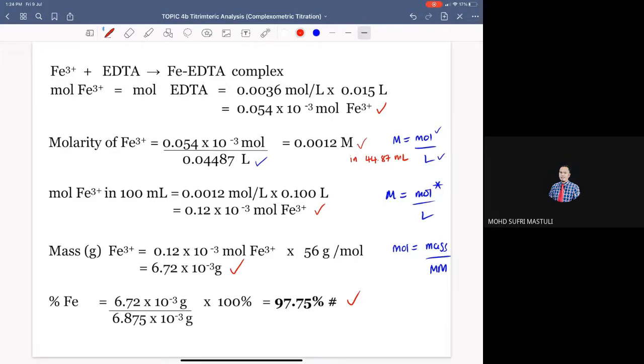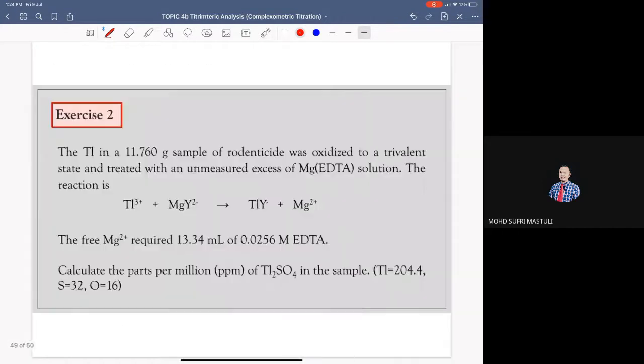Okay, what else? I think this is the last question. This is the last question, also using the same concept.